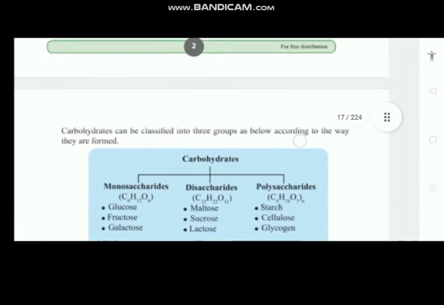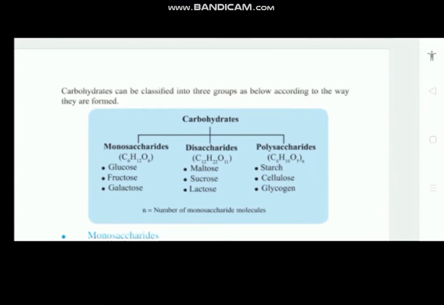Now, there are three main types of carbohydrates. Carbohydrates can be classified into three groups: monosaccharide, disaccharide and polysaccharide. Monosaccharide is, mono refers to one.